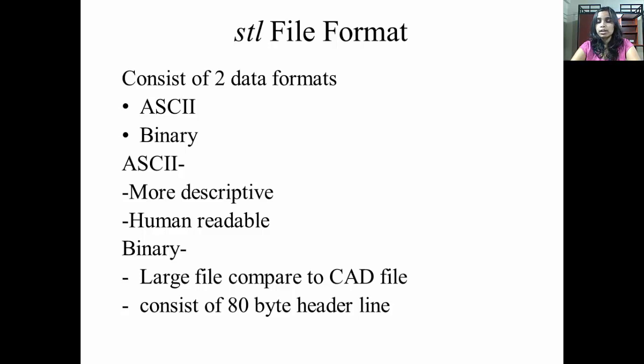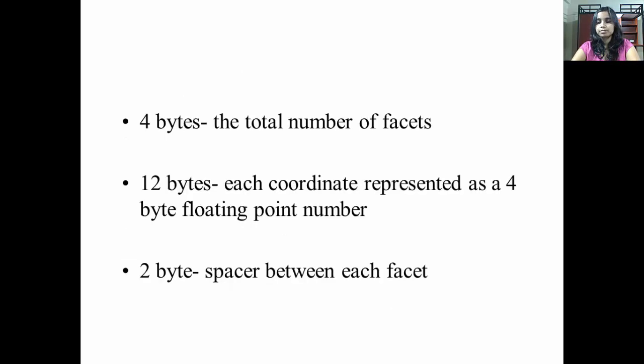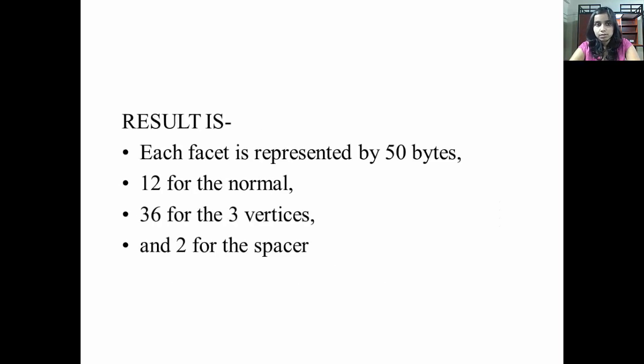The binary format consists of an 80-byte header, which includes 4 bytes for the total number of facets, then 12 bytes for each coordinate represented as 4-byte floating numbers, and a 2-byte spacer between each facet, which results in each facet being represented by 50 bytes: 12 for normal, 36 for vertices and 2 for the spacer.